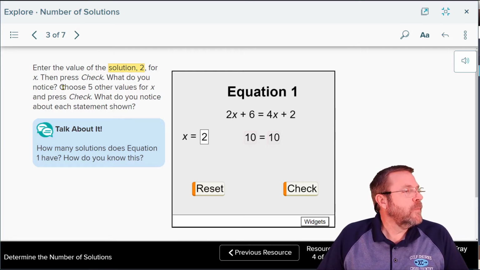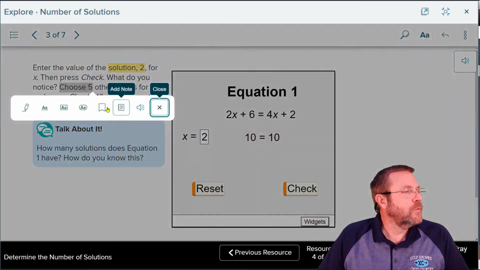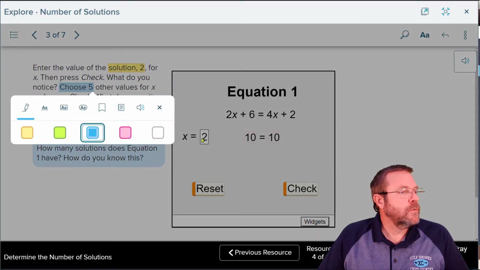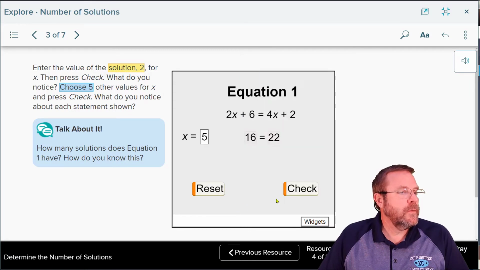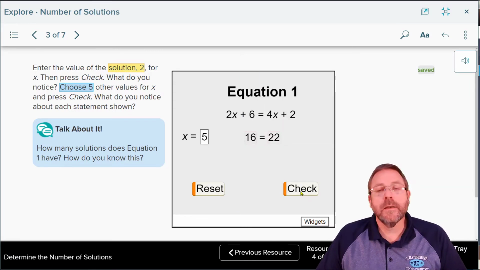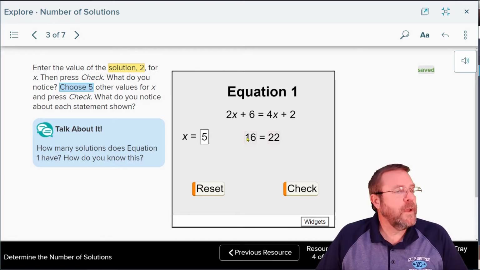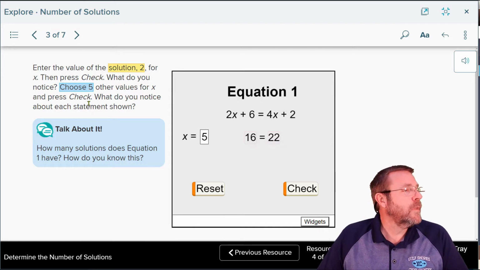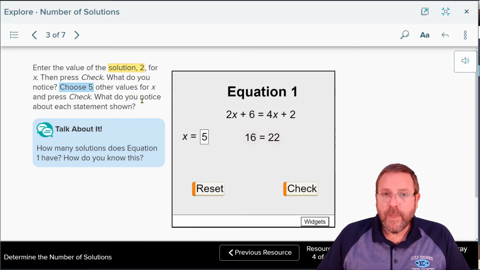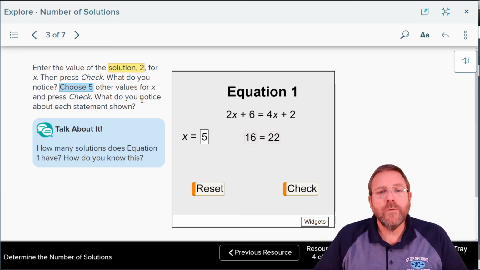Now, what happens if instead we chose to use a 5 for that solution? I'm going to take where I had that 2, change it to a 5, and then hit check, and we have an issue here. We've got an unequal answer. 16 does not equal 22. That means that maybe there's not going to be but one answer for this equation. That's the way most of our equations are. Pretty much everything we deal with, you only have one answer.